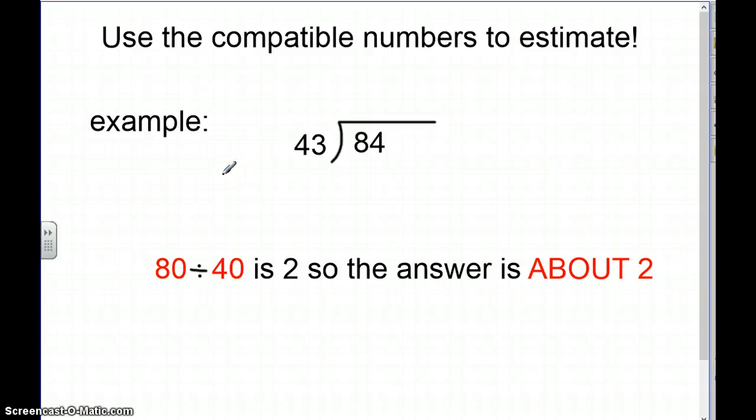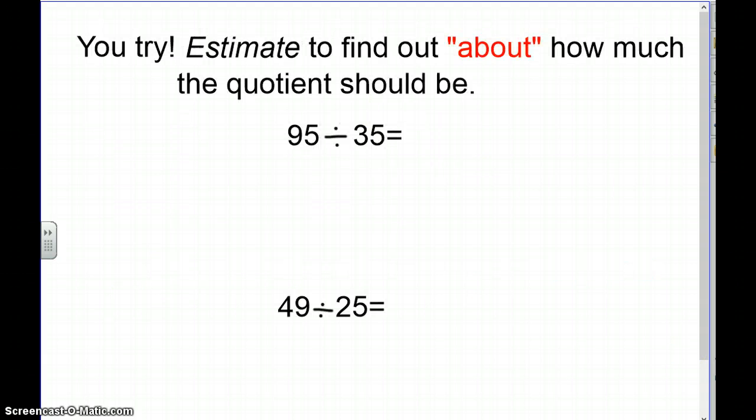Okay, here are 2 more examples of compatible numbers. If you got this problem and it looks a little bit scary, intimidating, well, don't worry. All you have to do is estimate. All you have to do is find the compatible numbers. So I've found the 2 compatible numbers, 80 and 40. So I could tell you that 43 goes into 84 about 2 times. And that's it. That's my answer. I'm done. Okay, so easy peasy.